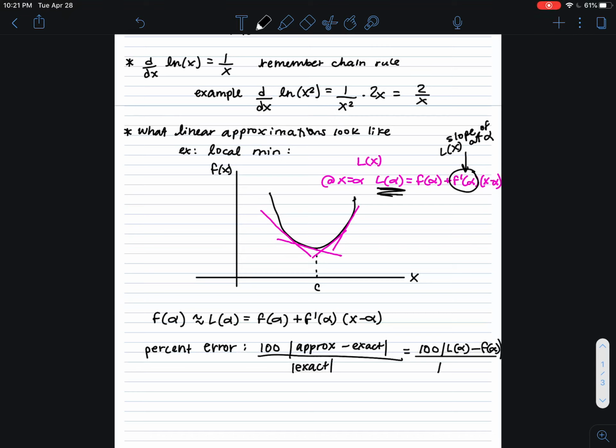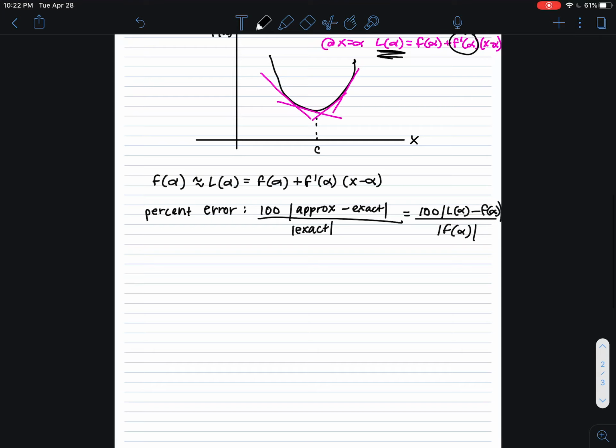So then you would divide it by your actual value, f of alpha. It should always be a positive number, because the absolute value is just the positive value. So that's an introduction to that. Again, it's new, but it's just an application of the linear approximations, not actually a calculus topic. Okay, what else?